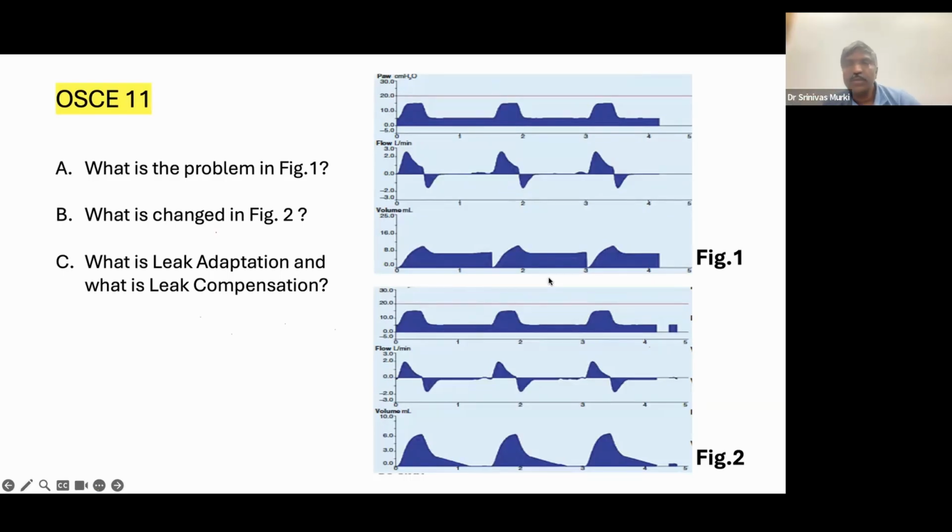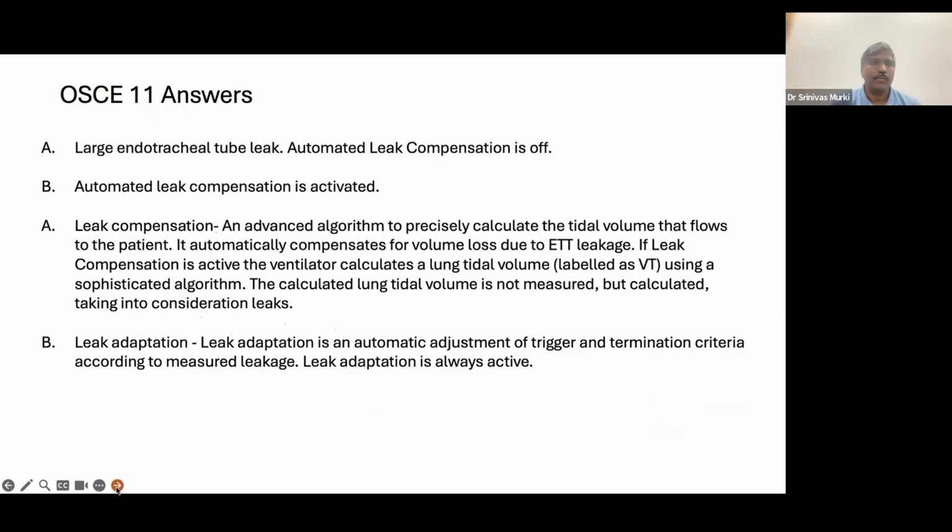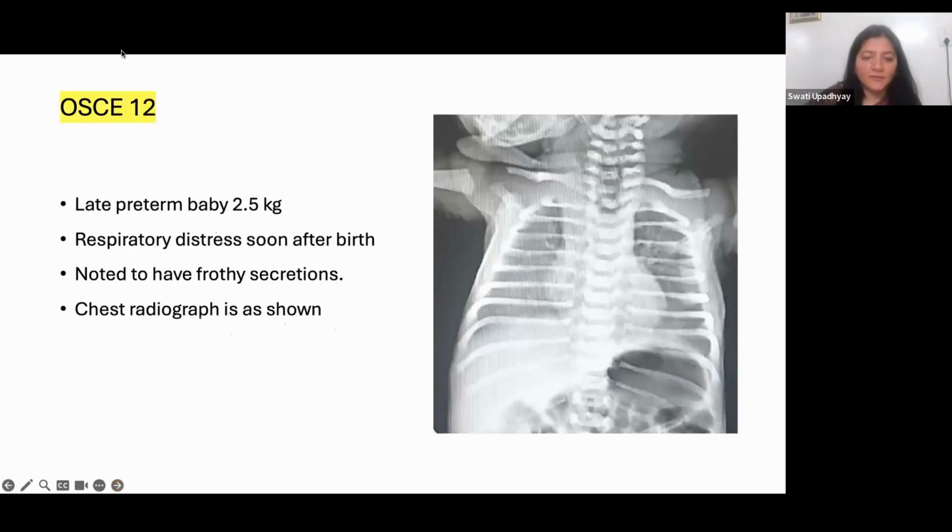Okay, thank you. So question D, what is this? Comment on D question in OSCE 11. Where is D question? In OSCE 10. Target tidal volume. So it's almost fixed, 4 to 6 ml, no? Yeah. Over to Swati. Yeah, thank you, sir. We have another 8 questions. We have, I think, 40 minutes more, sir.